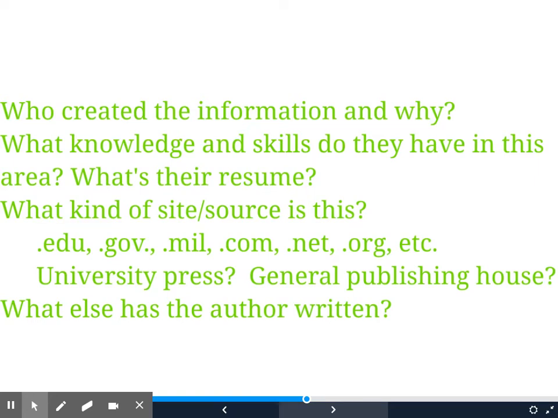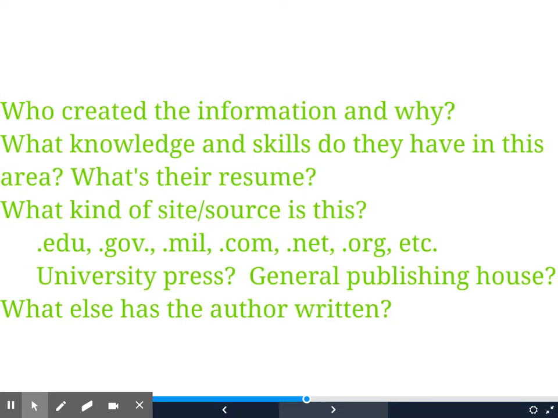So, who created the information and why? What knowledge and skills do they have in this area? What's their resume? In other words, what is their experience in that area? What kind of site or source is this? Now, this gets a little bit tricky.